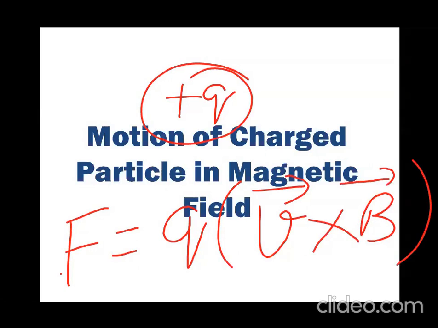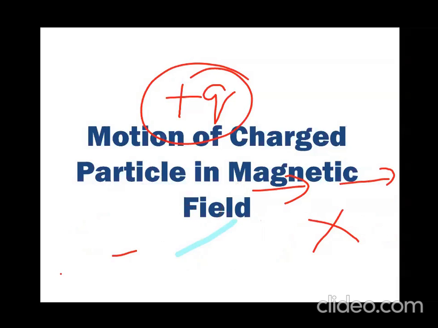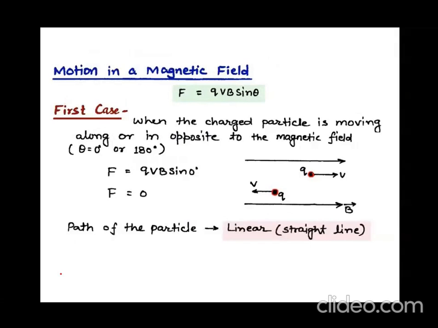Now, when this force is acting on the charged particle, what would its motion look like? What will its path be? How is it going to move in the external magnetic field? The force would be this much, okay, fine. But what would be its motion? So let's see the motion of a moving charge in a magnetic field. Here we have a few cases. This is the force formula, q v B sine theta.